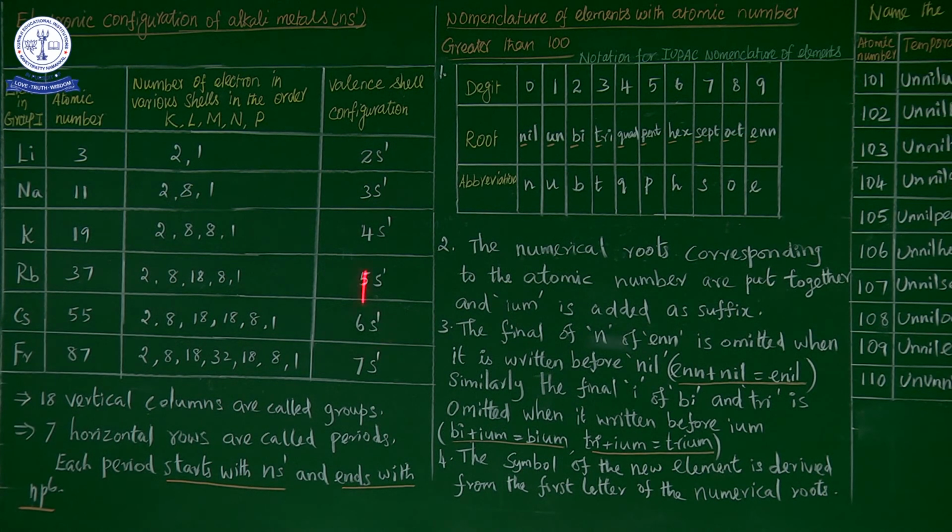So S1, S1, S1. All the valential configurations have only one electron in the outer orbital. So those are having similar properties. So different elements in the same group have similar valential configuration, and so similar physical and chemical properties. There are 18 vertical columns, called groups, and 7 horizontal rows, called periods. Each period starts with ns1 and ends with np6, because the periodic table starts from the S block elements on the left end and ends with the P block elements, completing with P6. Okay.